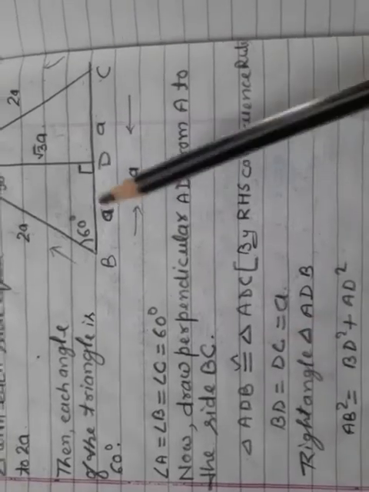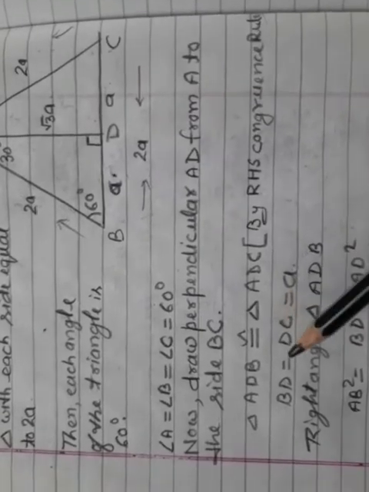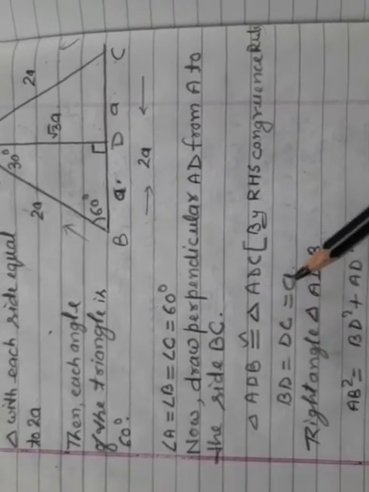Now BD is equal to DC. Then we draw the perpendicular bisector, so BC is divided into two parts. This side is 2a, divided into two parts, a and a. So BD is equal to DC is equal to a.